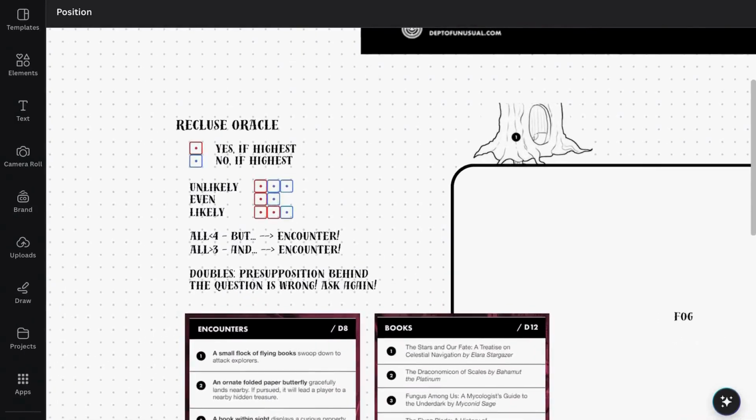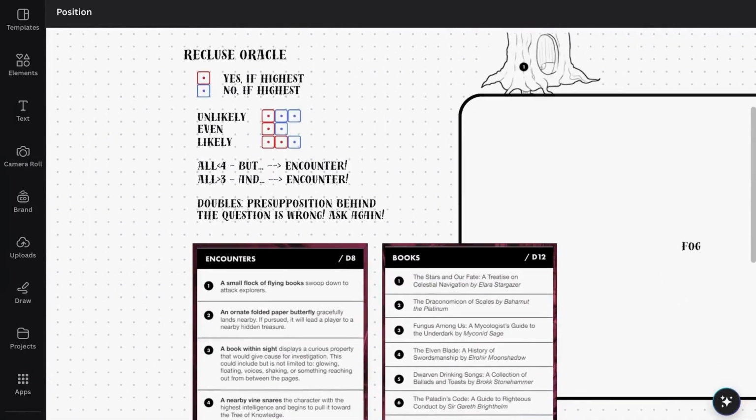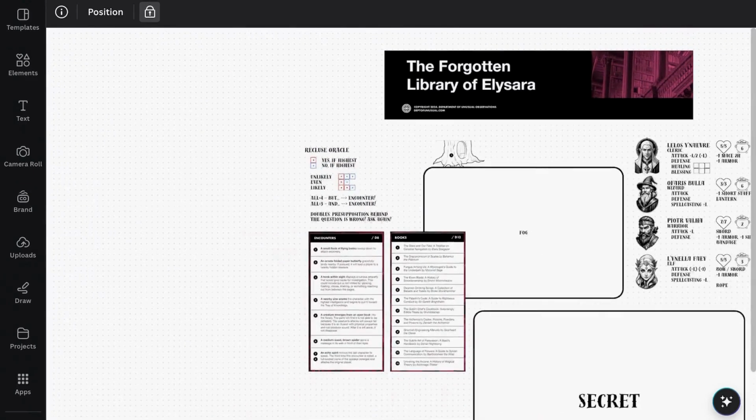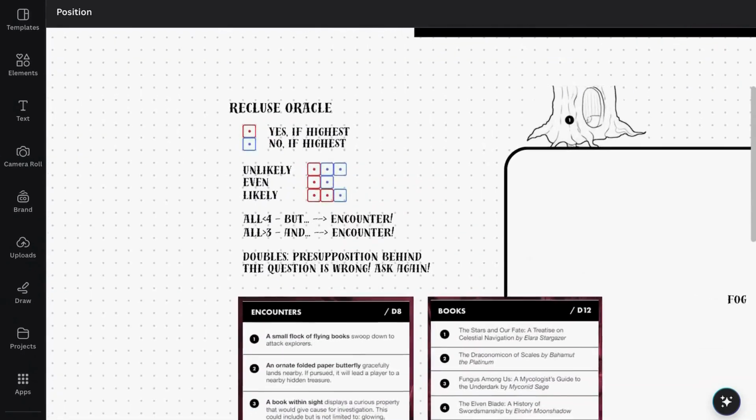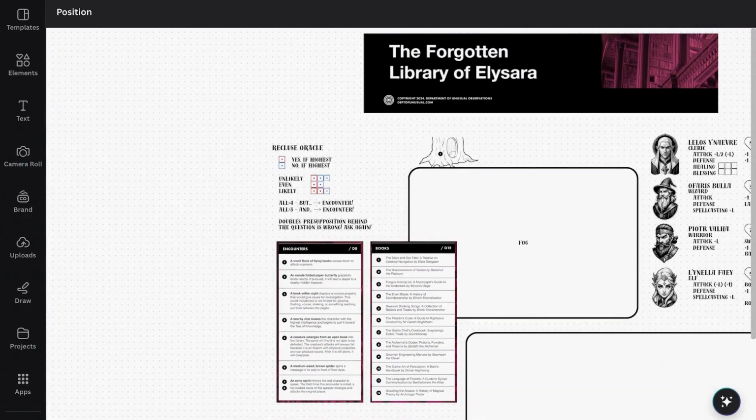And here is the summary of this oracle, and there is a but and and rule for this oracle, and the encounters, as I just read some of these possible results, can be positive and can be negative too. So I decided that in any case when I should use the but or and rule, I will roll for an encounter. That's how I will play this oracle.